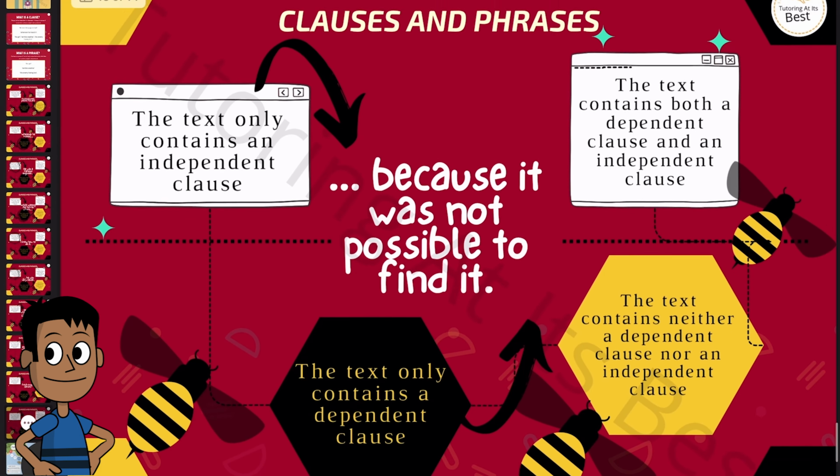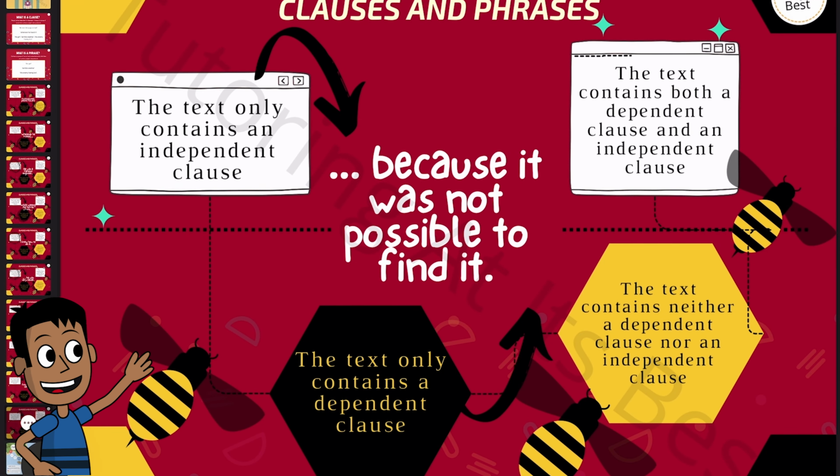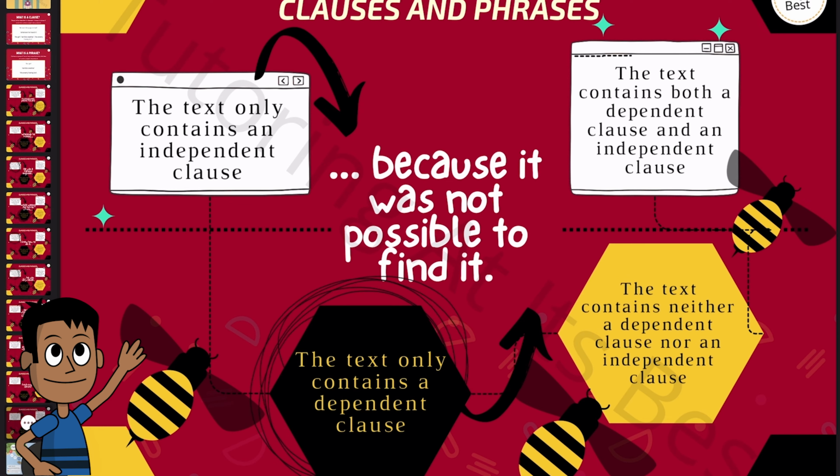And over to the final question. Because it was not possible to find it. So once again, is it independent? Can we express a complete thought? We can't, can we? So the text only contains a dependent clause, which is the black hexagon here.